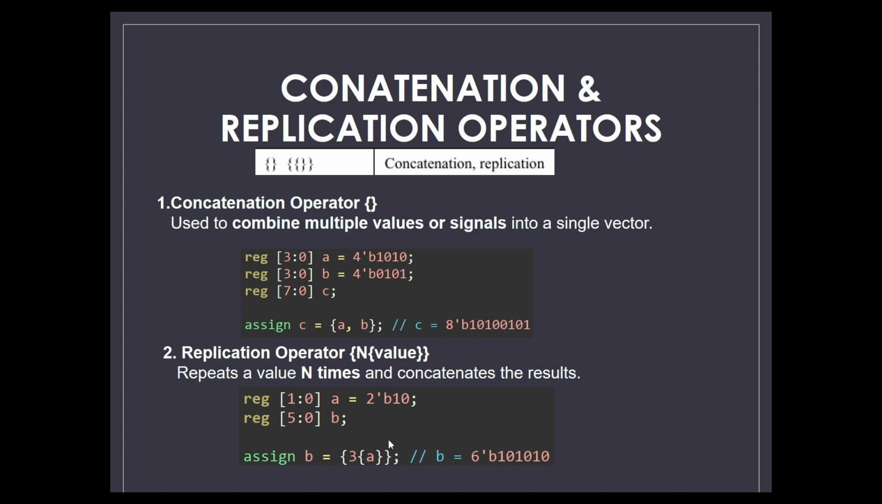So A was 1, 0. Now I replicated it 3 times. Then what does it become? 1, 0, 1, 0, 1, 0. And finally, this is concatenated and assigned to variable B. This is how the replication operator works. These both operators may look simple and they are actually simple, but you need to figure out there are many use cases where they will be so helpful to you.